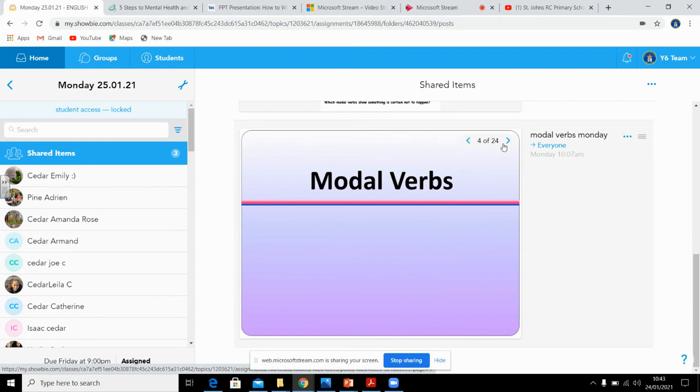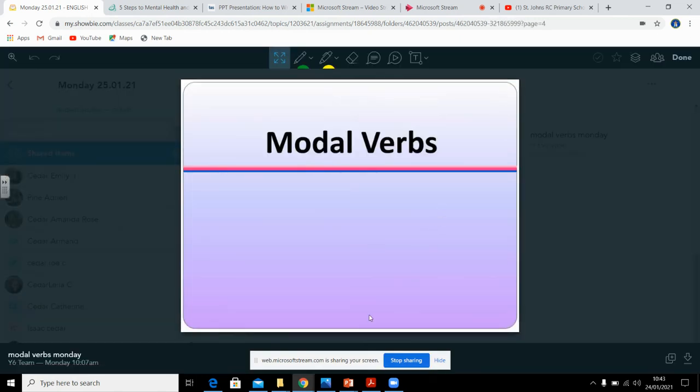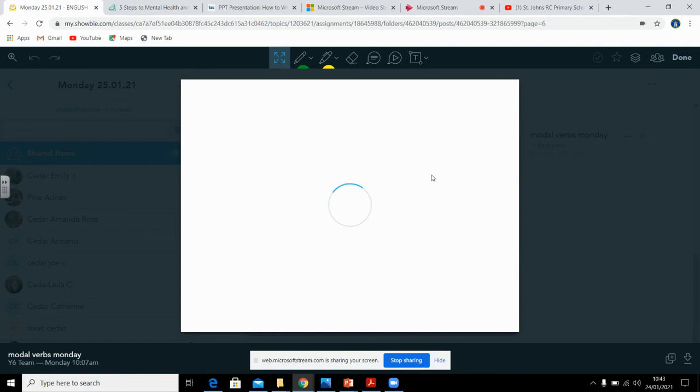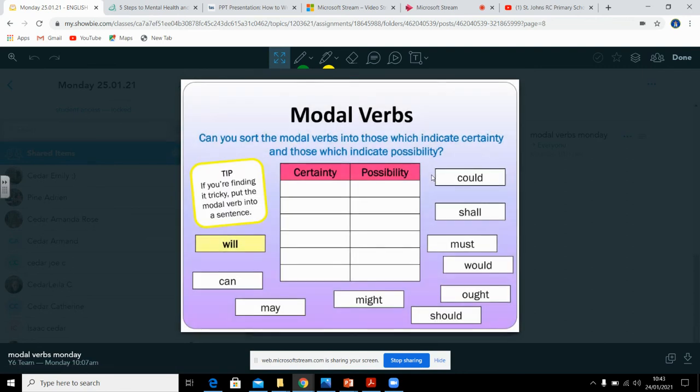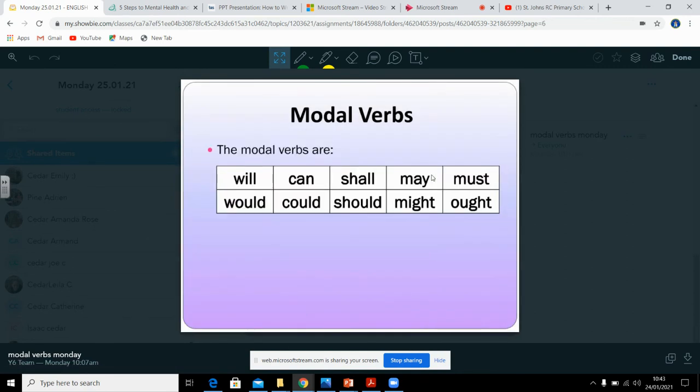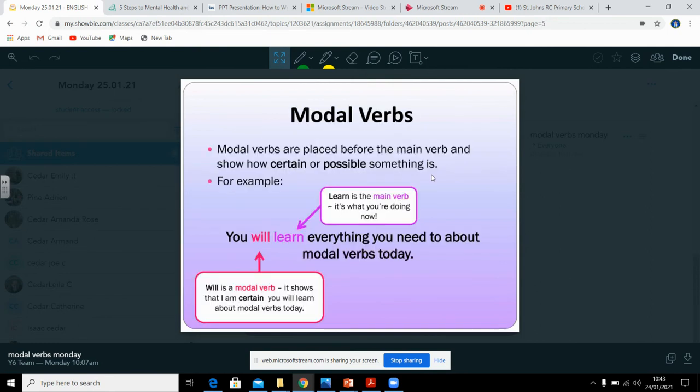So modal verbs. Modal verbs are placed before the main verb and show how certain or possible something is. There's always two verbs when there's a modal verb around, because a modal verb is an auxiliary verb. An auxiliary often means help. So a modal verb helps to express the certainty or possibility of the other verb.